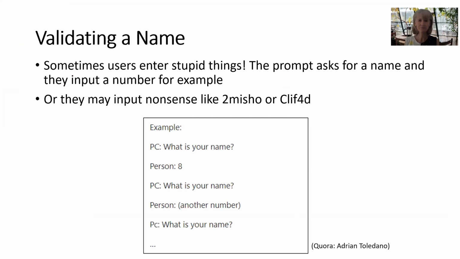And we're going to talk about how you validate a name. Users really enter stupid things sometimes. You might ask them for a name and they type in a number, like the example below here. Or they might type in nonsense like Tumisho or Clifford. So we've got to stop that. So how do we do it?